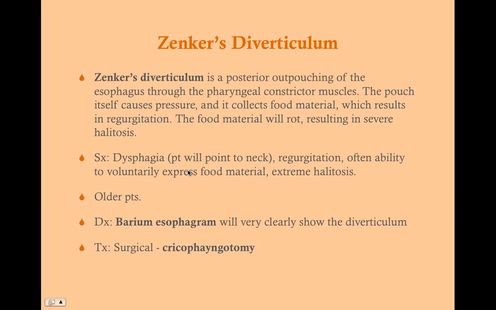The patient will always point to their neck. If the patient is pointing to their belly, this is not Zenker's diverticulum. So the patient will point to their neck. You can get regurgitation. A lot of times these patients, particularly if they've had this diverticulum for a long time, they'll be able to actually press on where the pouch is, and they'll be actually able to regurgitate on their own. I don't know why anybody would want to do that, but some of these patients can do that. If they can do that, that's very particular to Zenker's diverticulum.